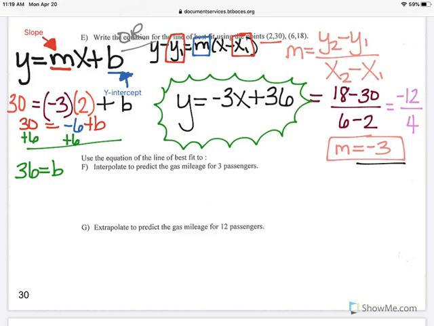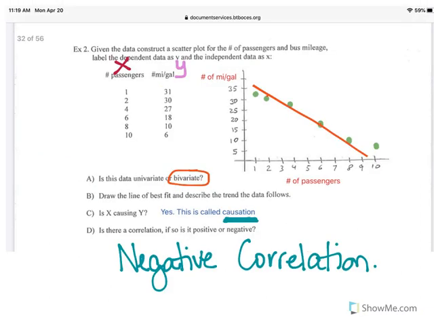Okay, in the next part, use the equation that we just found of the line of best fit to interpolate. Now, if you remember, interpolate means that it's within the range of data that we have to predict the gas mileage for 3 passengers. And if we look back at our graph, 3 passengers is x. So 3 should be somewhere around there. Now, just guesstimating, right, I'm going to say that it's probably 28 maybe. So this is just me guessing based on the line that I drew.